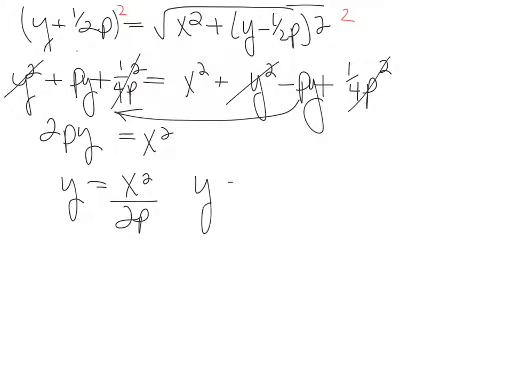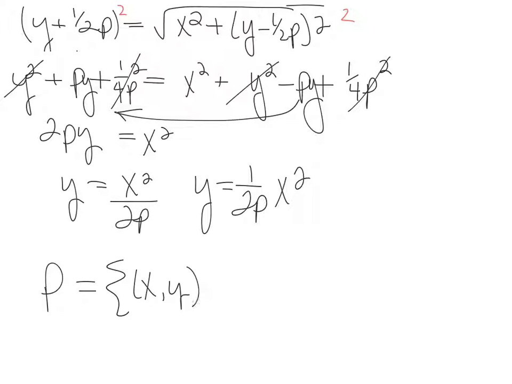Let's write that a little bit neater. Y equals 1 over 2p x squared. So that's my parabola equation. The parabola big P equals all points x and y such that y equals 1 over 2p x squared. Cool.